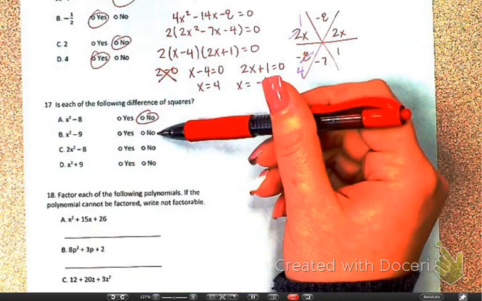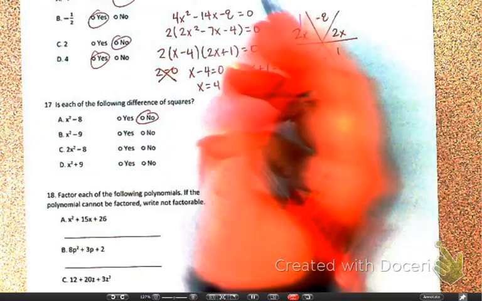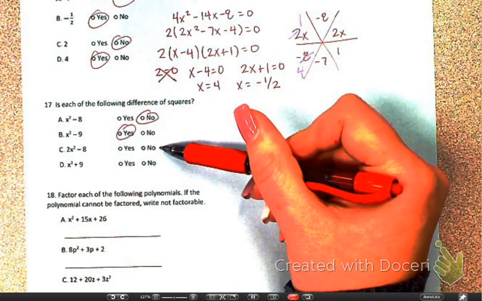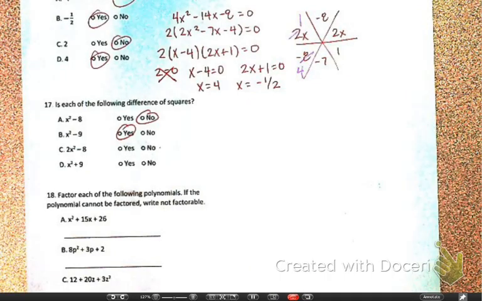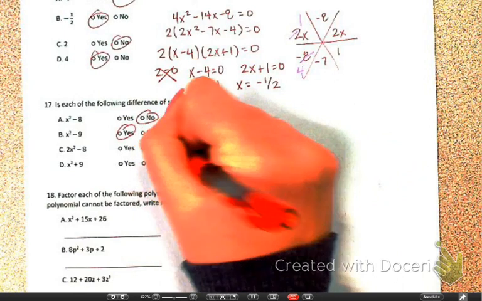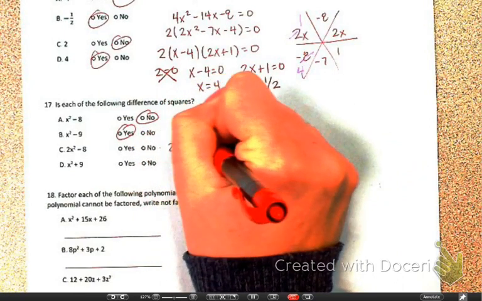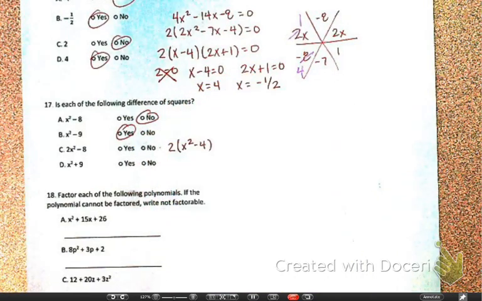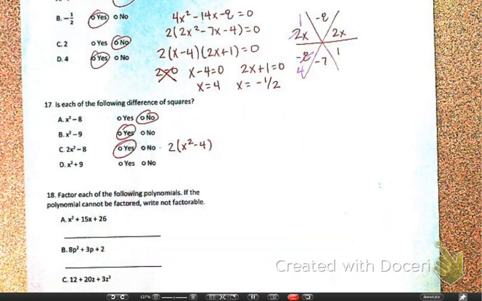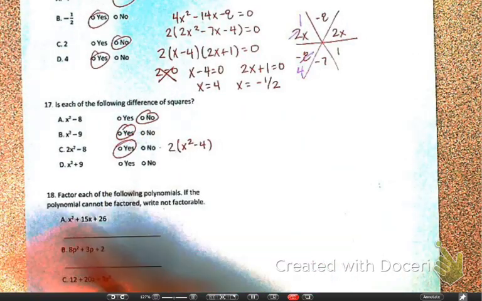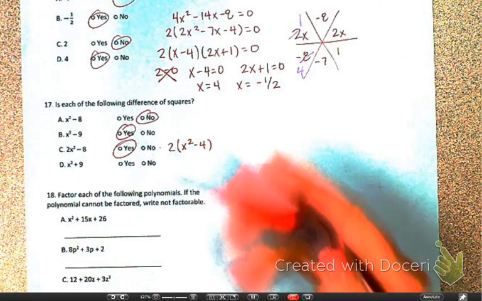Does B follow all the conditions? Yes. C? Oh, yeah. If I pull out a GCF, I have x squared minus 4. So yes, always look for GCF first. And D, no, because of a plus sign.